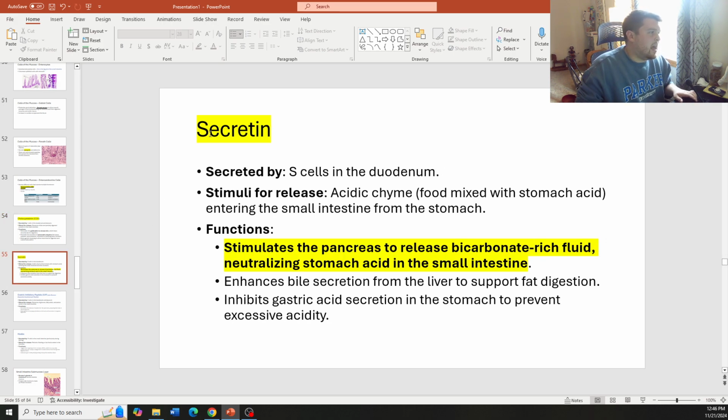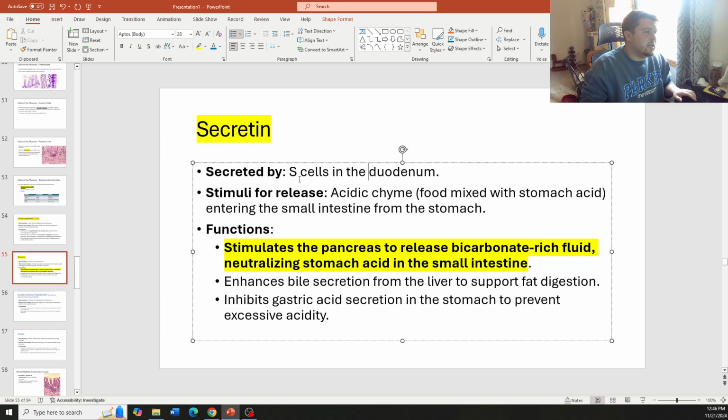We also then have secretin, which is the other one that we really want to focus on. This is released by S cells in the duodenum, and its job is to neutralize the stomach acid in the small intestine. Because you think the stomach is super prepped and prepared to handle that acidity. The small intestine, not so much.